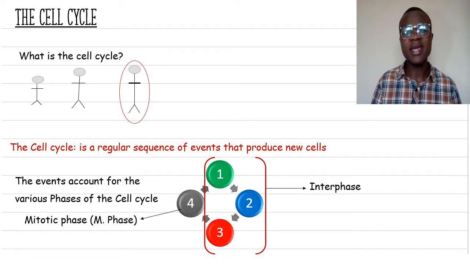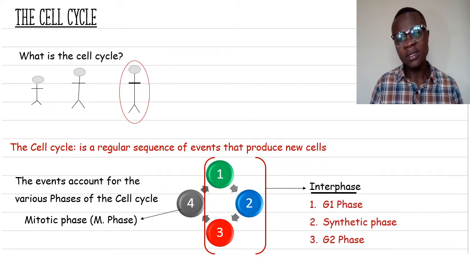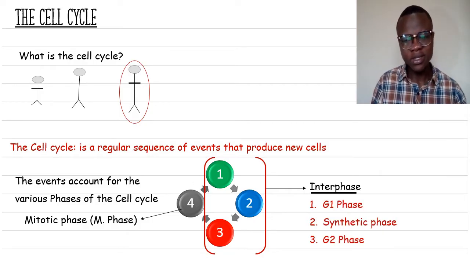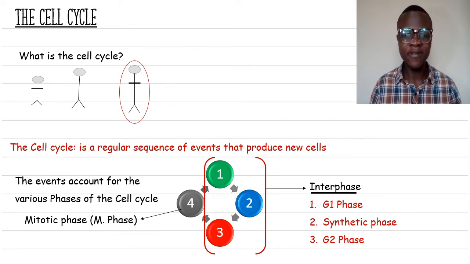Considering the cell cycle interphase, there are major subphases or stages that occur under this phase. What are they? First, we have the G1 phase, which is the first stage, then the S phase, or the second stage, which is the synthetic phase, and the third phase, which is the G2 phase.